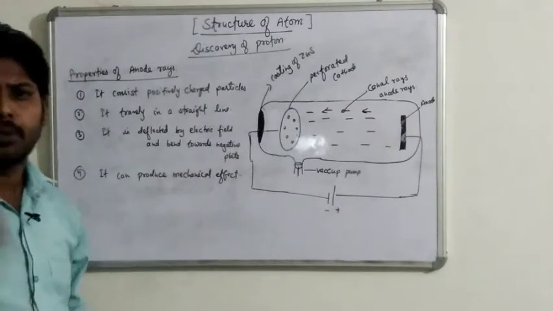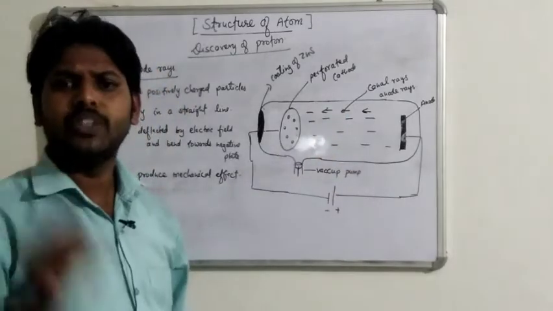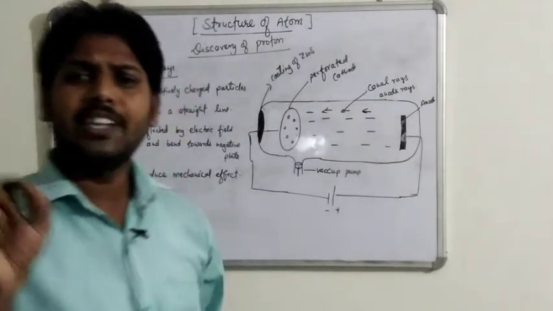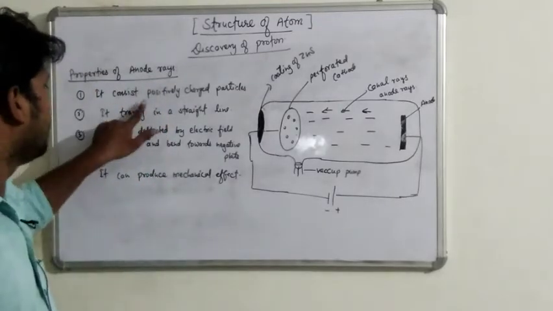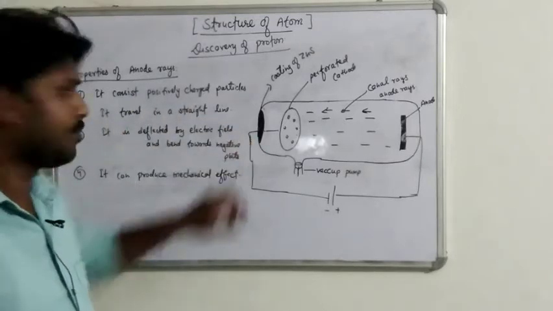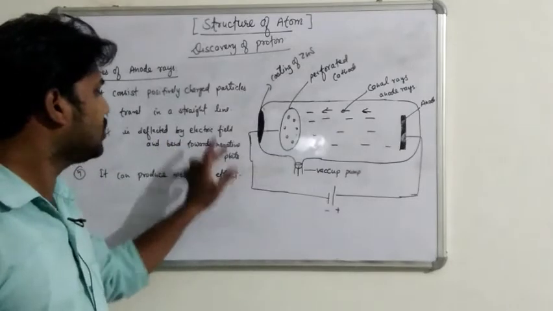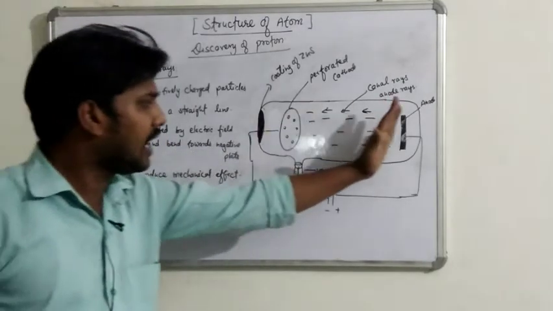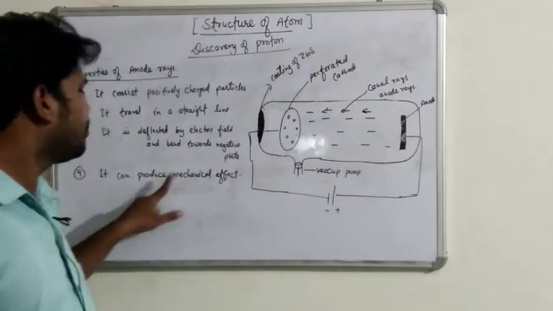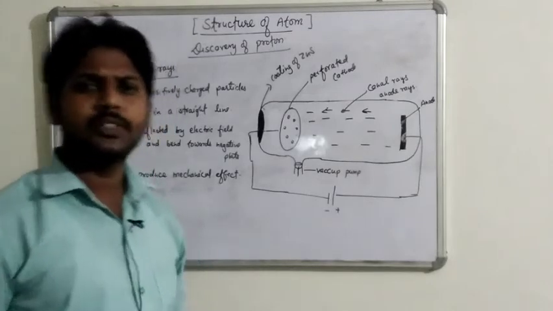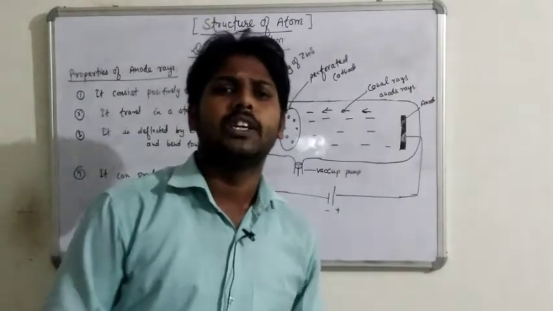Now let us see the properties of anode rays. First, they consist of positively charged particles. Since these anode rays contain positively charged particles, they are termed protons. Second, they travel in a straight line. They are deflected by an electric field and go towards the negative plate, which means they are always attracted by the negative plate. They can produce mechanical effect. Clear, students? Now this was the discovery of proton, how the proton was discovered.